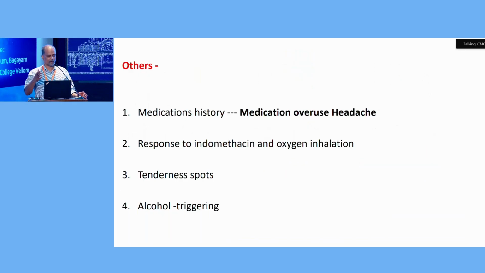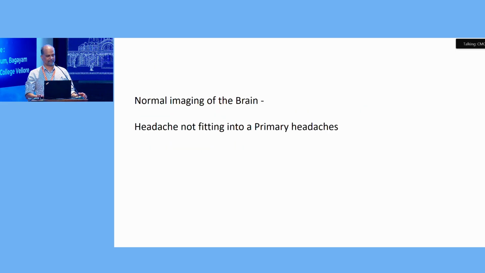And there are other clues. There is something called medication overuse headache, which you should ask about from the history. Response to indomethacin and oxygen inhalation is also an important clue for paroxysmal hemicrania. Any tender spots you can look for, and alcohol triggering is an important clue towards cluster headache. So sometimes you can have a patient with normal imaging of the brain, and the headache is not fitting any of these types of primary headache we just discussed.